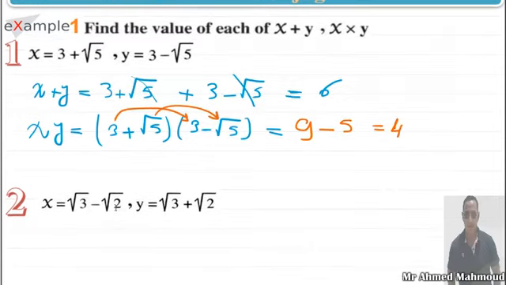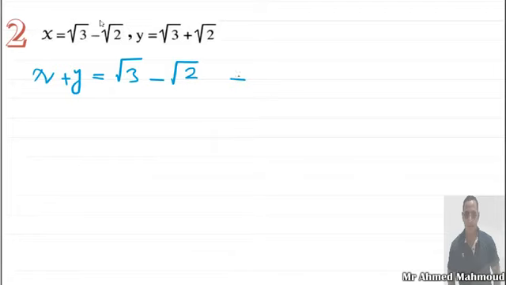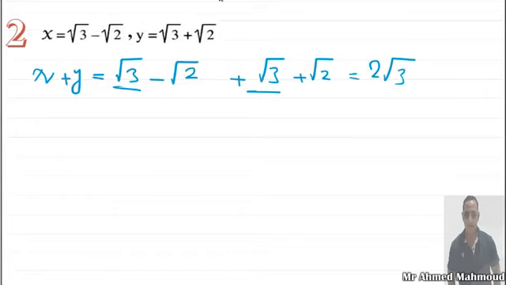The next one, to find x plus y, it will be root 3 minus root 2 plus root 3 plus square root 2. Root 3 plus root 3 equals 2 square root 3, and negative root 2 plus root 2 equals 0. Okay, then the final answer will be 2 root 3.